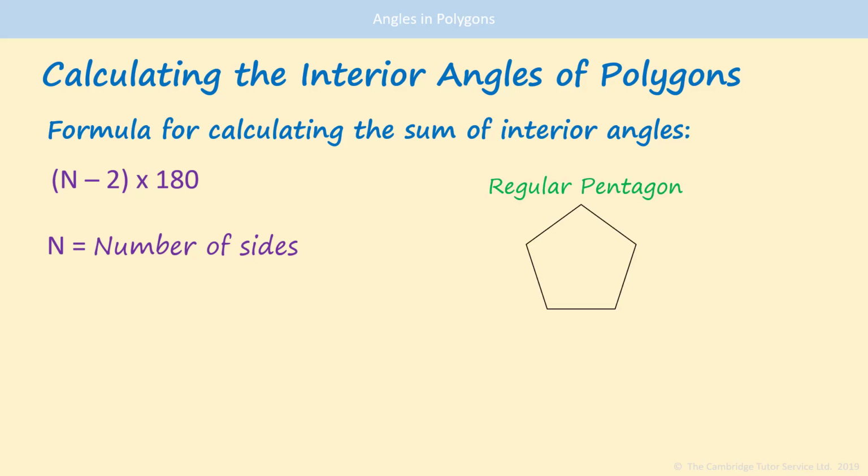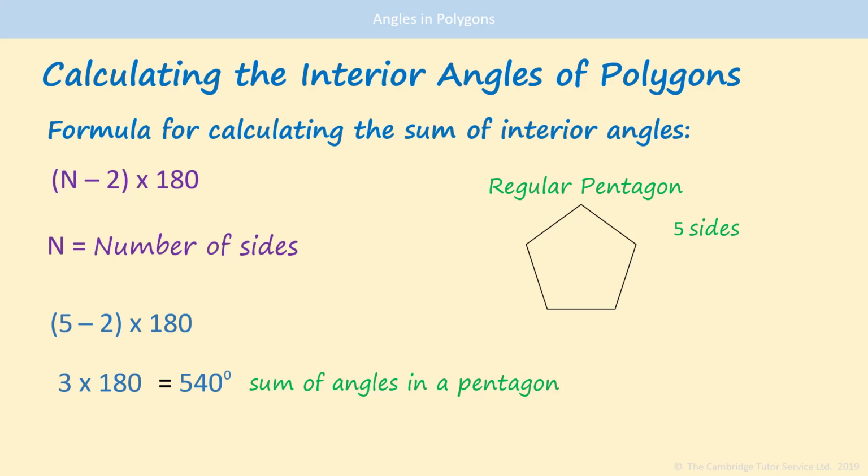So if we have a regular pentagon, that has 5 sides. So we put that 5 into the formula, replacing the n. Put the rest of the formula in there. We now have 5 subtract 2 times by 180. So that's 3 times 180, which is 540. Remember, that gives you the sum of all the angles in there.